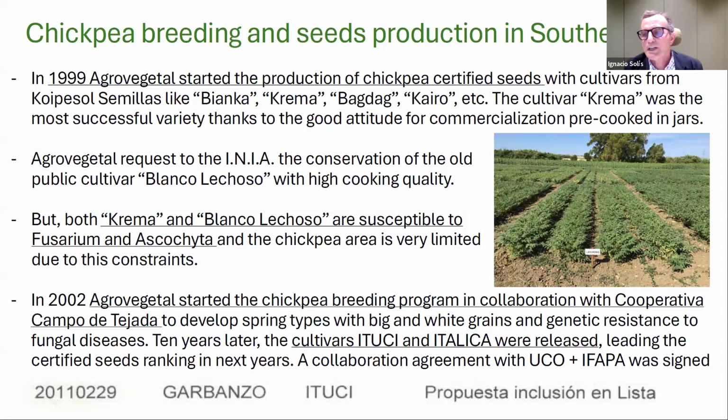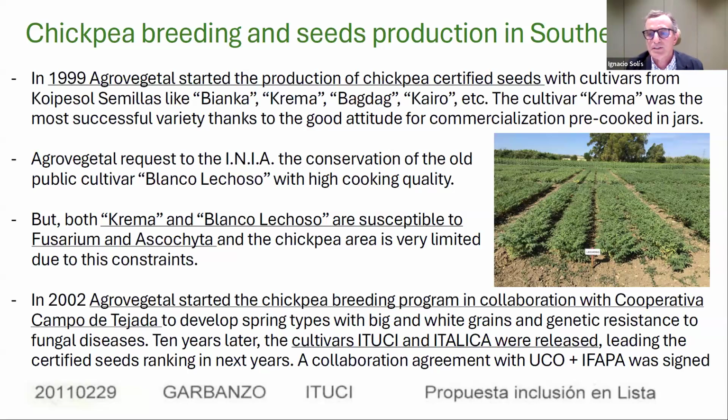And one of them, the cultivar Crema, was a successful variety because it has very good aptitude for commercialization, pre-cooked in jars. There is a company interested in the harvest of this variety, and we produce certified seeds, and we made contracts to produce this cultivar. At the same time, Agrovegetal requested from the public institution INEA the conservation of the very old public cultivar of the 80s, Blanco Lechoso, with very high cooking quality.